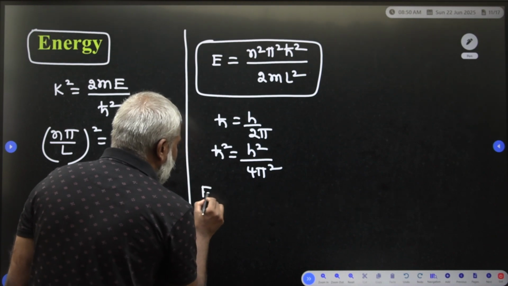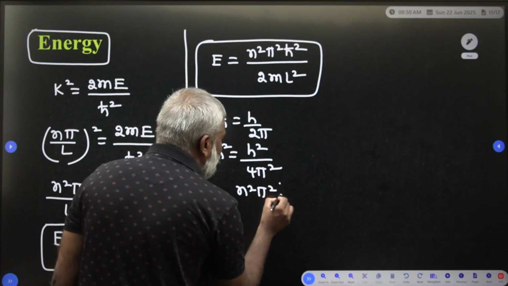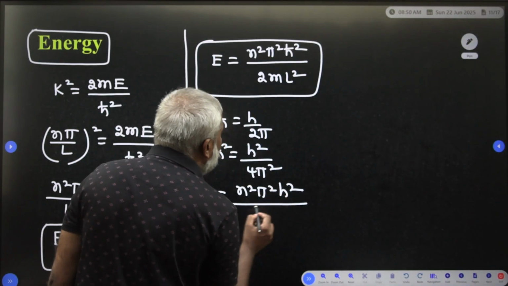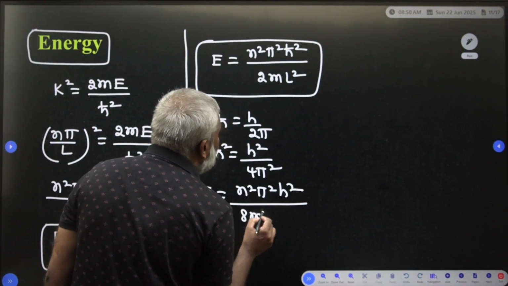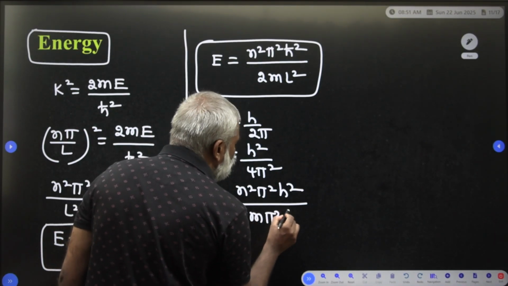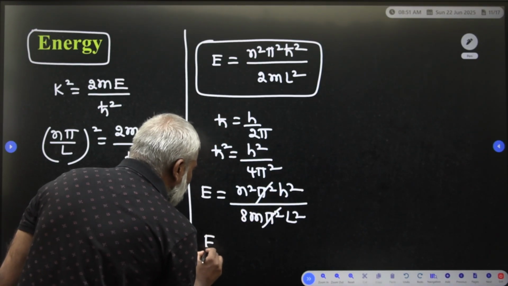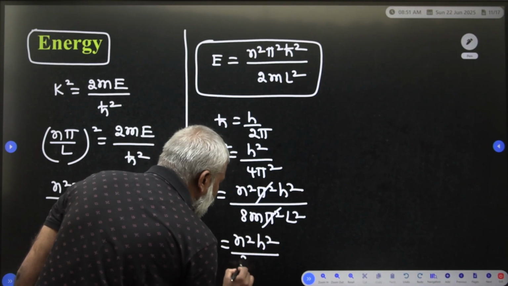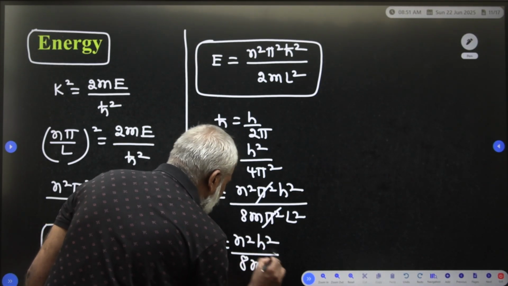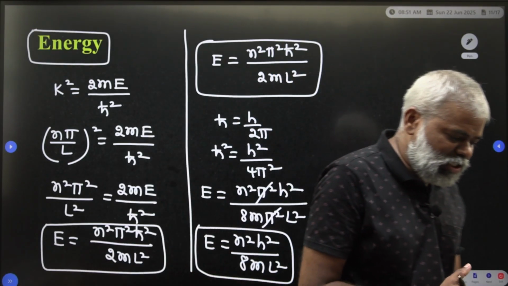So, therefore, that energy value is equal to n square pi square h cut square divided by 4 pi square, which means 8m pi square into L square. Pi square gets cancelled. Therefore, E is equal to n square h square divided by 8 m L square. This is the other expression in terms of the h value.